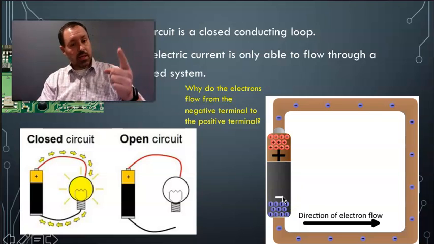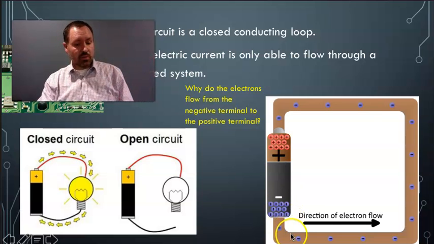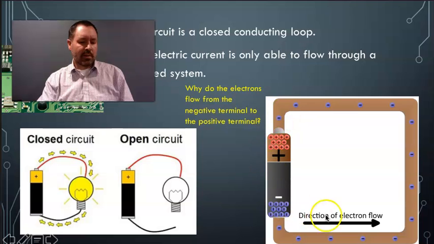Remember, negatives repel negatives. So you've got the negatives in the wire, you've got negative charges here, and these electrons are like, I hate you, get away. And then they start flowing towards the positive because they love positive. They're in love with positive. So they just continue to flow. And this closed conducting loop would make a circuit.